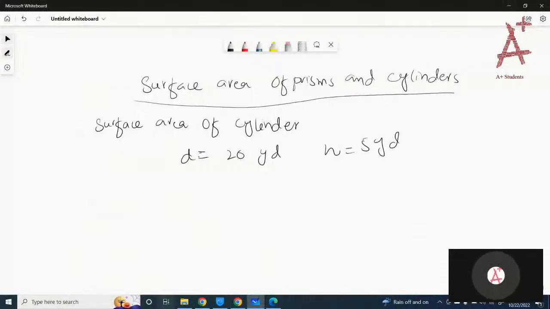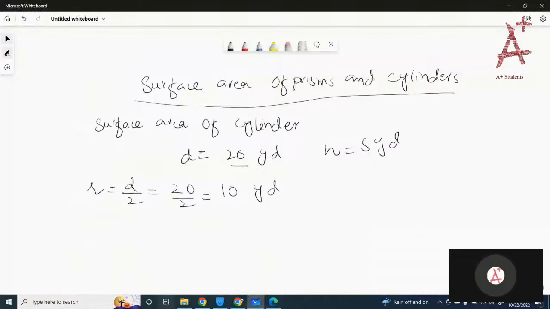Okay, so first of all we have to find the radius. We know that the radius is half of the diameter. The diameter is 20, so let's do 20 divided by 2, so it would be 10 yards. Got it? Okay, height is 5 yards.